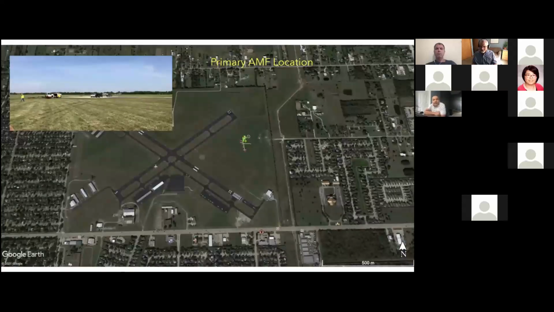This is the primary AMF location. It's on a showcase at the Laporte Airport, and maybe Union can show where the instrumentation is going to be located. That's exactly right there. All the containers will be there, and since they manage land, there are two things I want to mention.